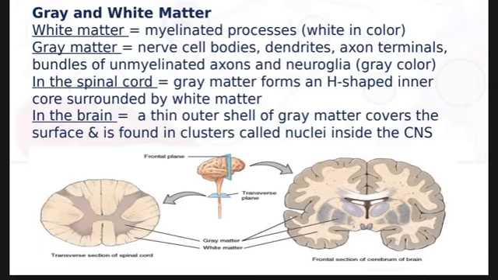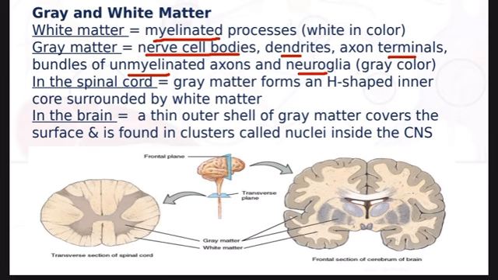Again, gray and white matter, we touched base on this. We have two types, in the central and peripheral systems: the white and gray matter. The white matter is myelinated, that's why it has a white color. The gray matter is the nerve cell bodies, the dendrites, the axon terminals, bundles of unmyelinated axons, or neuroglia. We talked about them.